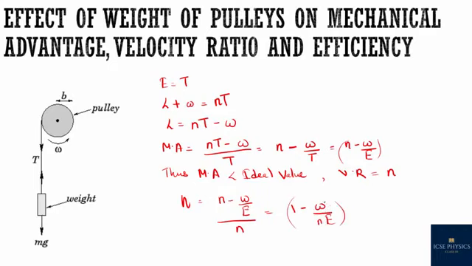Efficiency is reduced due to the weight of the lower block of the pulleys. So the more the weight, the less is the efficiency. So for greater efficiency, the pulleys in the lower block of the block and tackle system should be lighter and there should be less friction. So this is how the weight of pulleys affects the efficiency of the total pulley system.